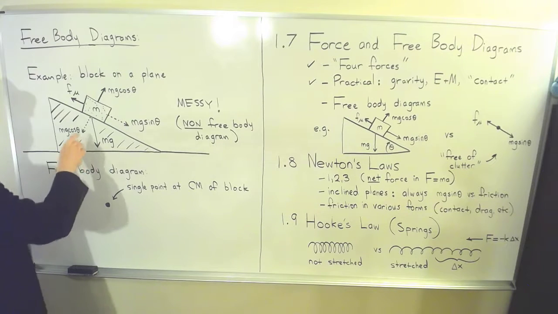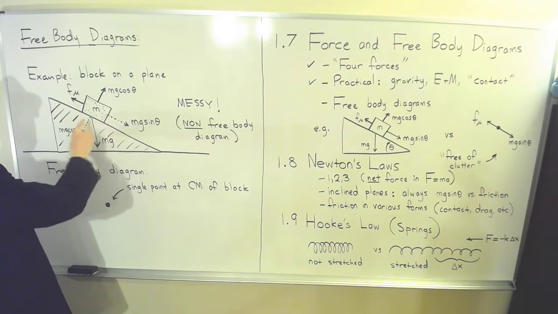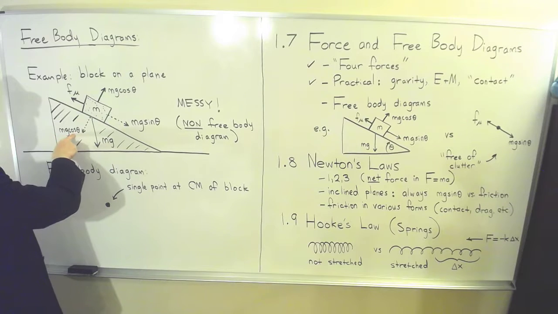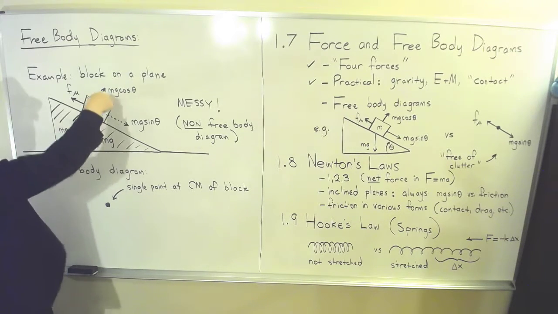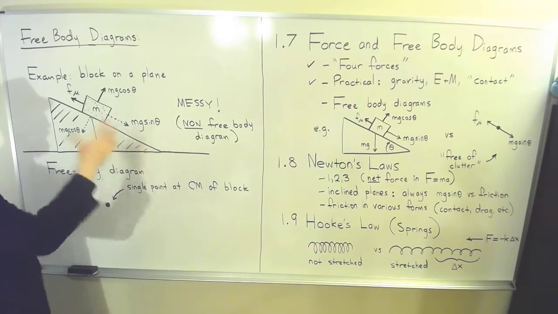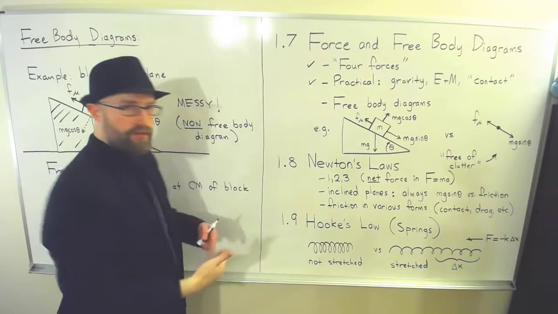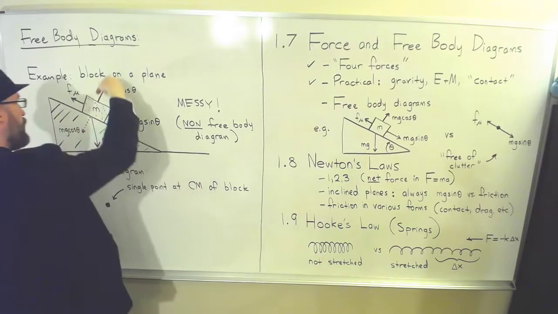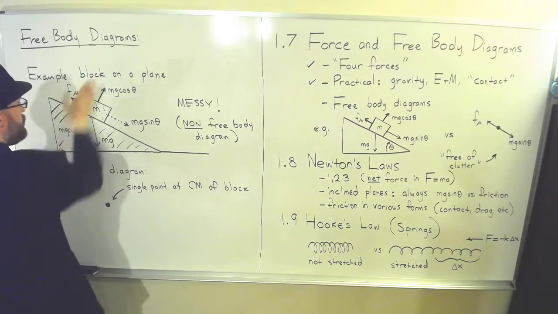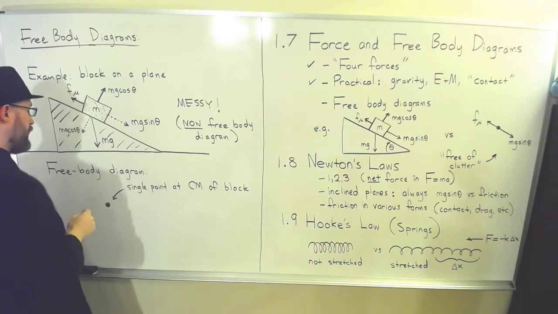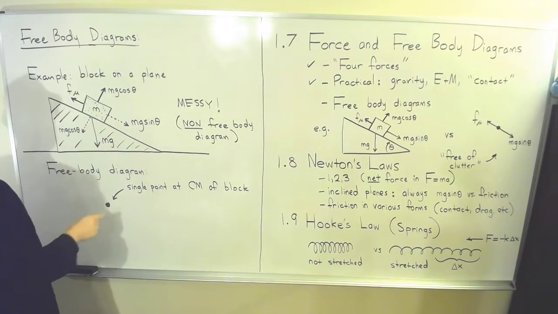Now I'm also not going to draw this mg cosine theta, which cancels this mg cosine theta. That's the action-reaction thing that we'll talk about in a minute. For every action, there's an equal and opposite reaction. The block presses down on the plane, or this way on the plane. The plane presses back up on the block. I'm not going to draw those because they cancel.